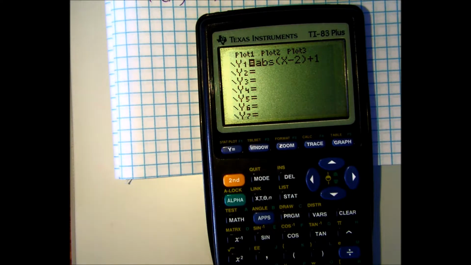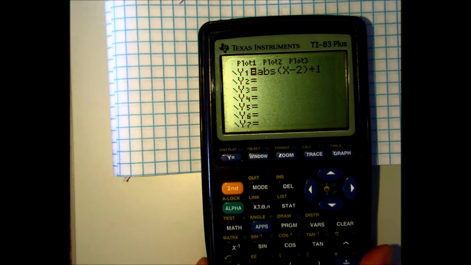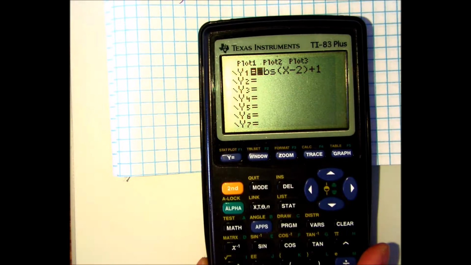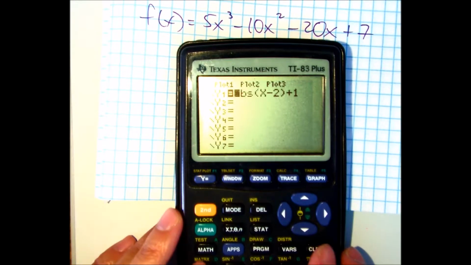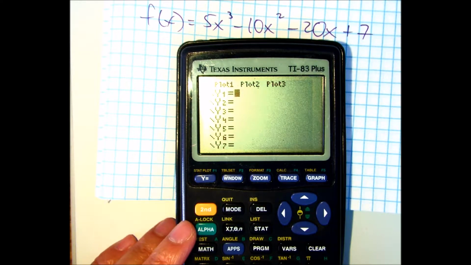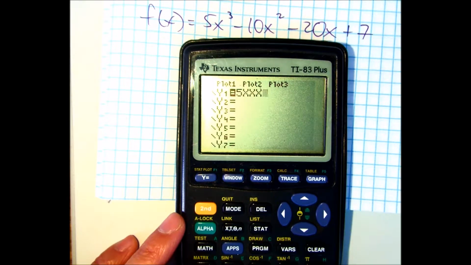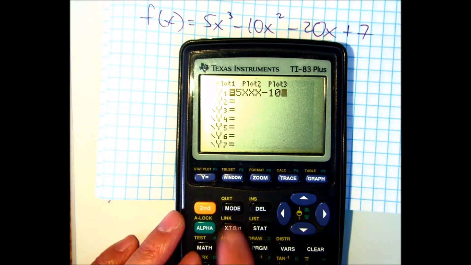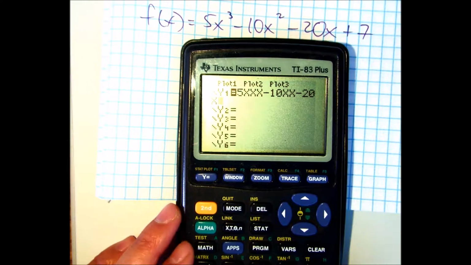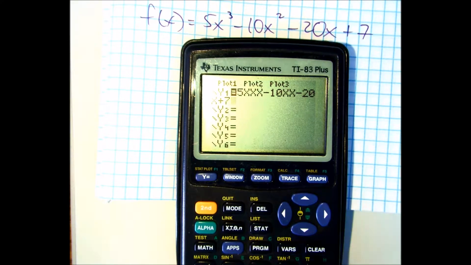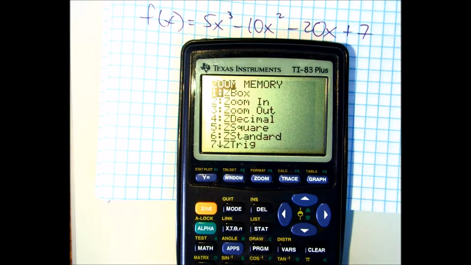Alright, so let's get that function on our calculator. I asked you guys to put that in, so let's put that in. Clear. 5x cubed minus 10x squared minus 20x plus 7, and then to put in our standard viewing window, it is zoom what number? Standard.